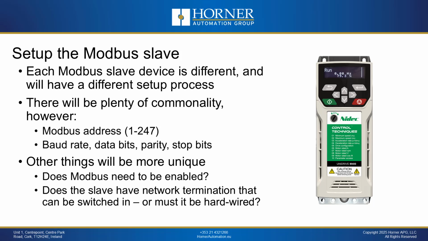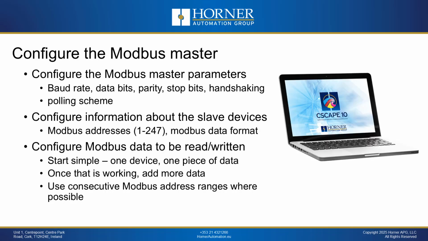Maybe it is just a switch that you throw to add termination to the network. Maybe it is just a jumper that you add if there are devices on the end to add to the termination. So check out the manual for your slave device to get it set up. Now it is time to configure the Modbus master. We are going to talk about setting up the Horner controller as a Modbus master.